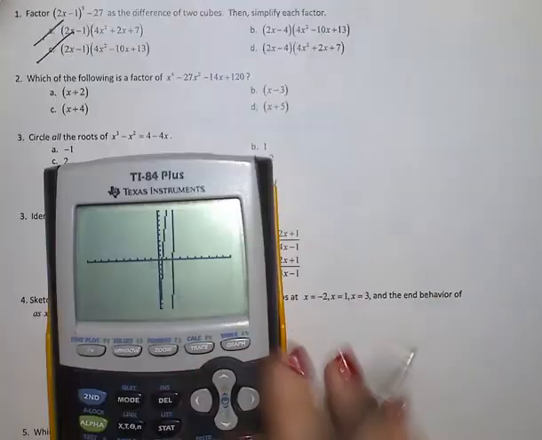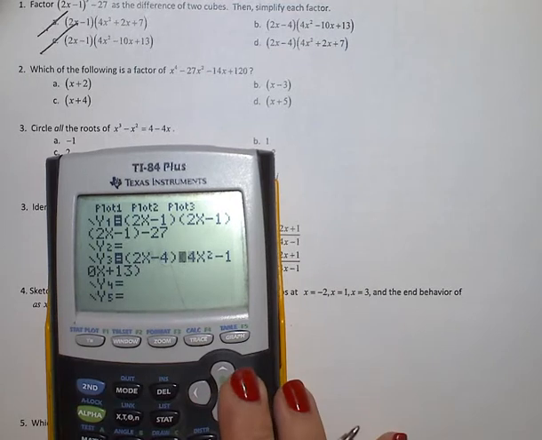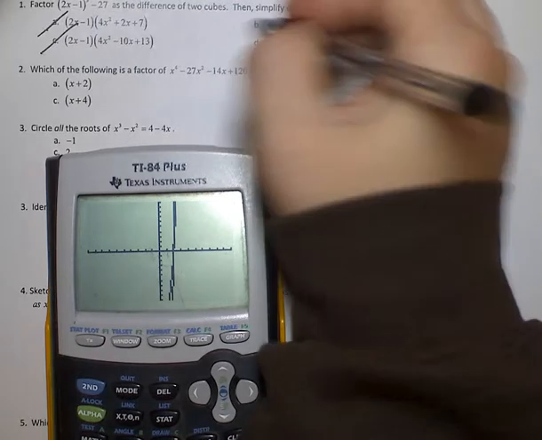Let's go to option B. Option B now is 2x minus 4, 4x squared minus 10x plus 13. Everything else stays the same, and I graph it. Okay, they're very close, but they're not identical, so I cross off B. And let's just make sure.